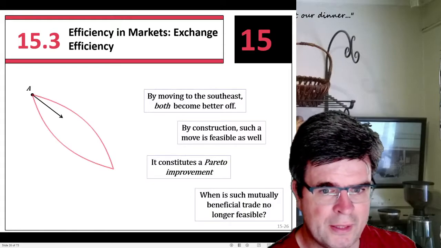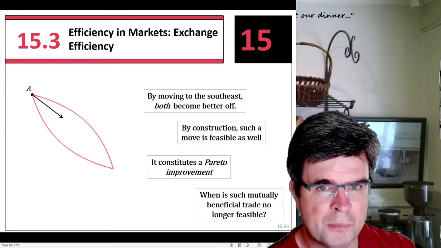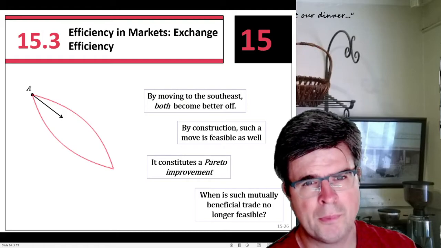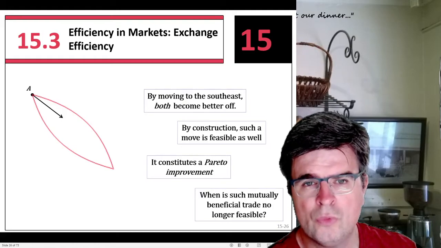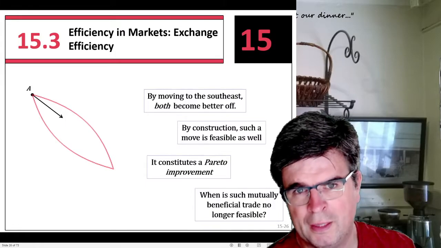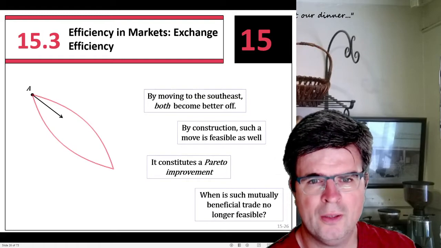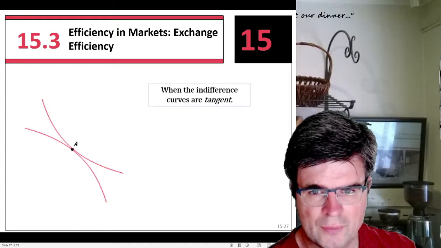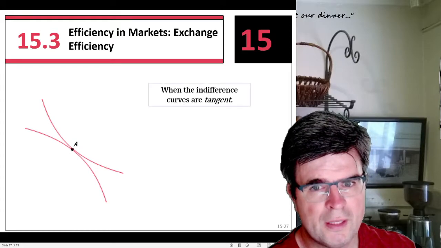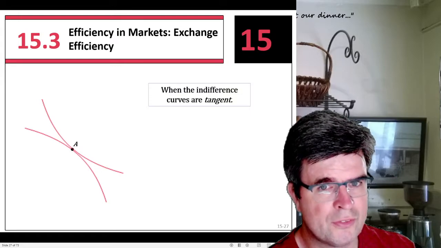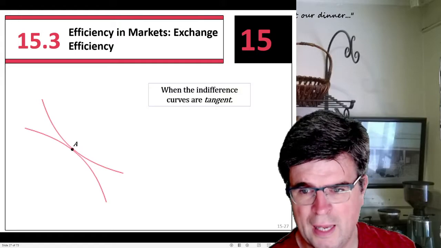A natural follow-up question here is, when are all these mutually beneficial trades exhausted? So is there a point, or are there points, where no further trades can be imagined that make both individuals better off, or that make at least one of the two better off without making the other worse off? The answer is yes, such allocations are there. And more specifically, those allocations are the allocations at which the indifference curves are tangent to each other, like in the point A that is given in the graph over here.